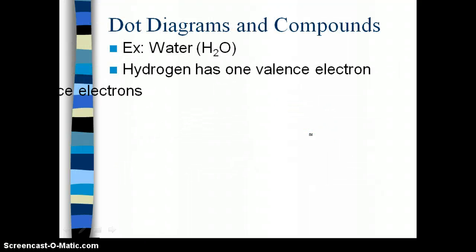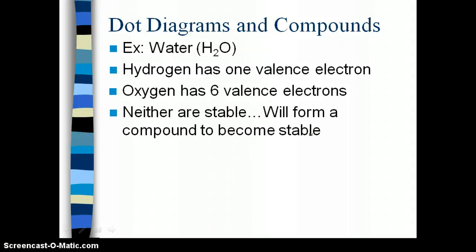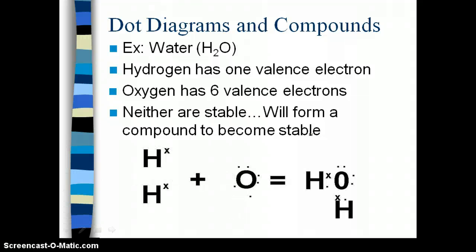So, to show you another example here: H2O. Hydrogen has 1 valence electron, oxygen has 6 valence electrons. Neither of them is stable on its own. They will form a compound to become stable. Hydrogen is represented with the X's, although we still just use dots, but this is just showing you in this example. They will share this set of electrons in order to become stable.